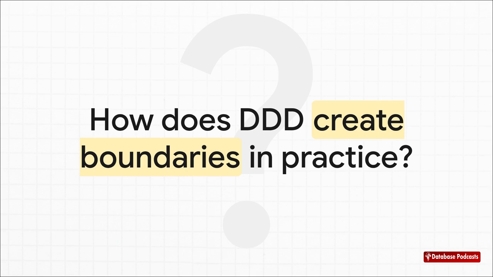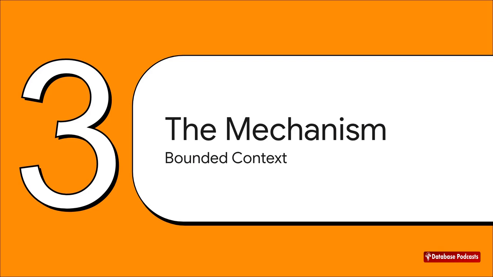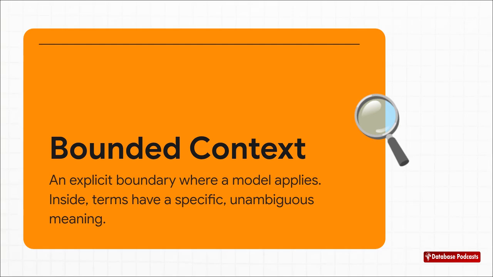I mean, how do we physically draw the lines between these different models? Right, and that's the crucial part. DDD gives us a really specific tool for drawing those lines. Let's take a look. And that tool is called a bounded context.